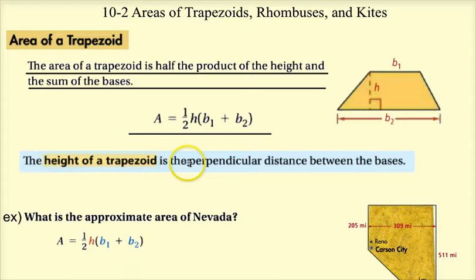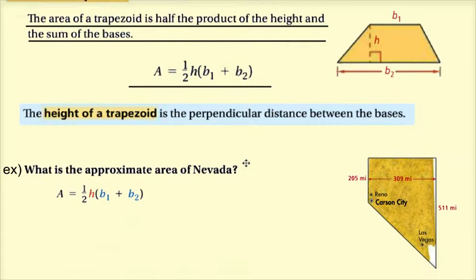But the height of a trapezoid is the perpendicular distance between the bases. So the bases are the parallel sides. I'm going to add those together, and then the height is always the perpendicular distance between those bases. So area of a trapezoid is 1/2 the height, parentheses, base 1 plus base 2.